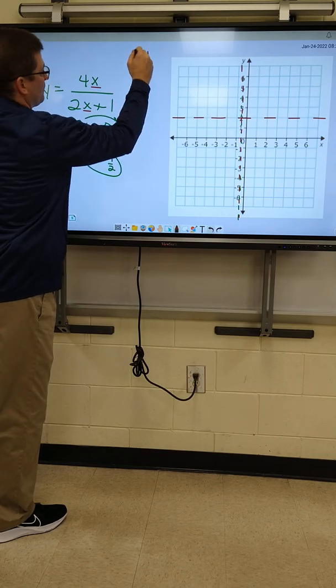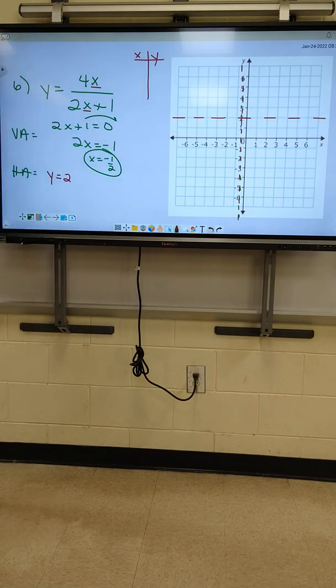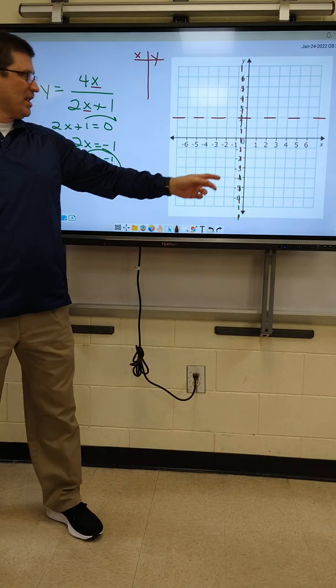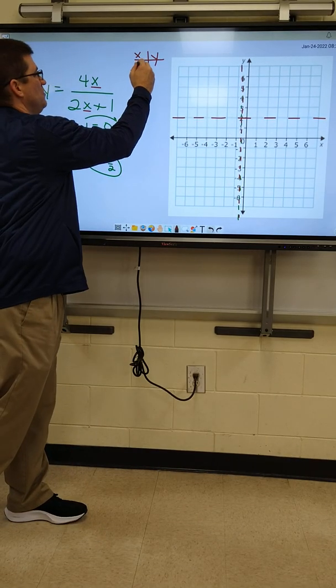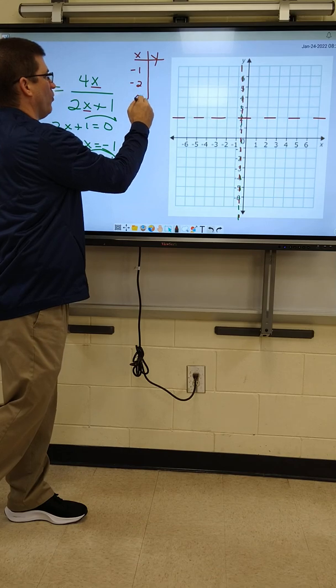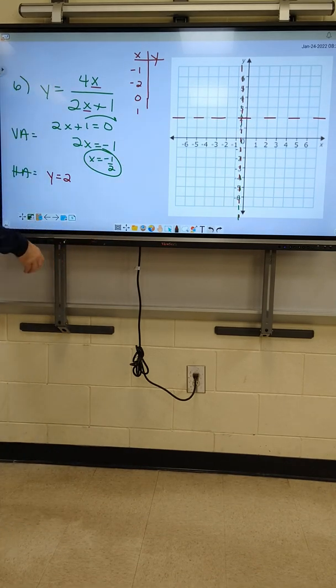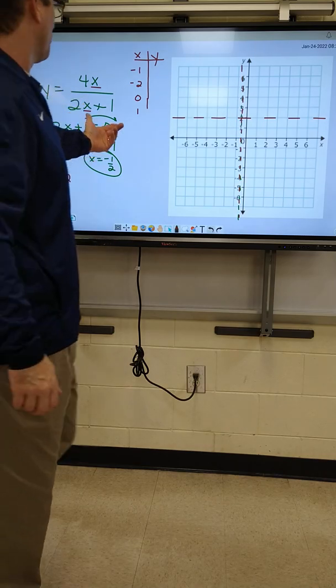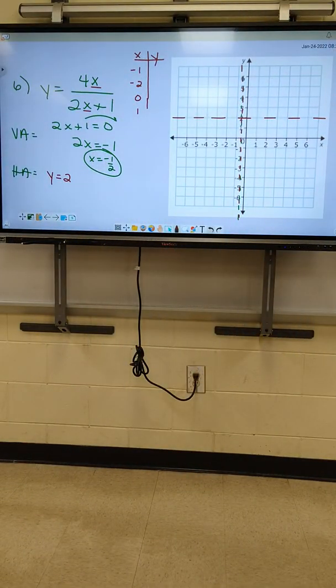Okay, so now let's pick 4 numbers to plug in. 2 on the left is -1 and -2. 2 on the right, I'm going to plug in 0 and 1. Now, you don't have to plug in the exact same numbers I'm plugging in. Instead of 0 and 1 on the right, you could have plugged in 1 and 2. All right, plug them in. Let's see what you get.